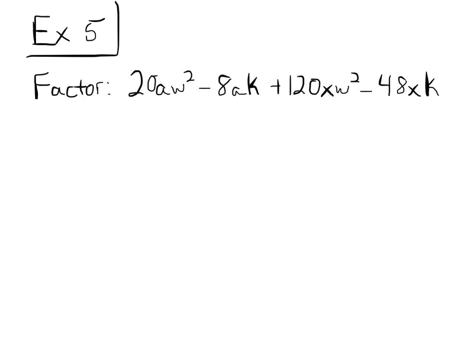I actually want to add one more example because this one's a little bit different. So far I've been saying the first step is always to look and see if there's a common factor to all of the terms in the expression. So far there hasn't been, but this one there actually is. If we look at the coefficients, the 20, the 8, the 120, and the 48, we should see right away that these are all even numbers. So we know that 2 will go into all of these. It might not be the greatest common factor, but we at least know that 2 will.